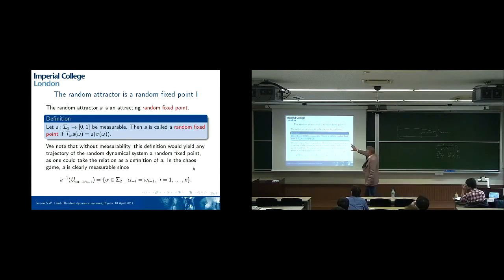So this object A, this point, I call it an attracting random fixed point. It's precisely the same thing as a fixed point in an autonomous system. It's just now a moving target. It's not a fixed target. And I need some technicality. So I require that A is measurable. That means that a measurable set here has a measurable pre-image. If something is measured here, it can be measured there. That's important. If that's true, then I call A a random fixed point.